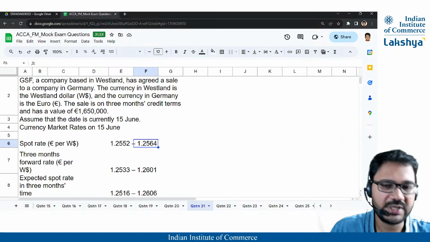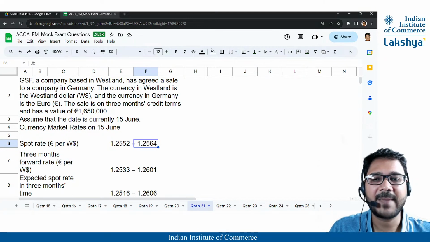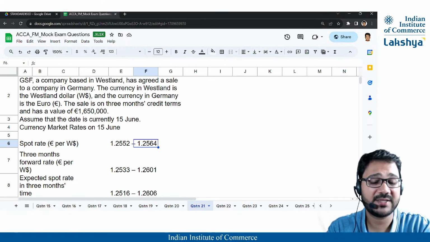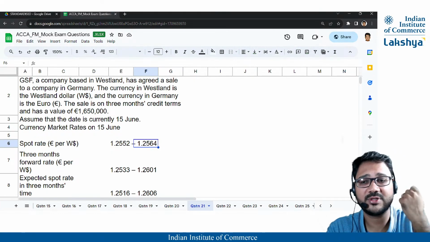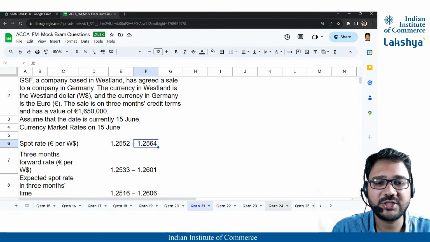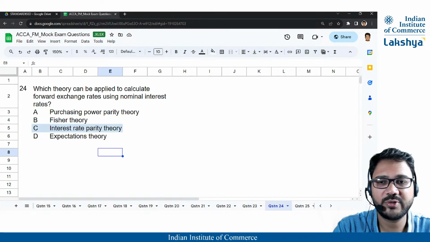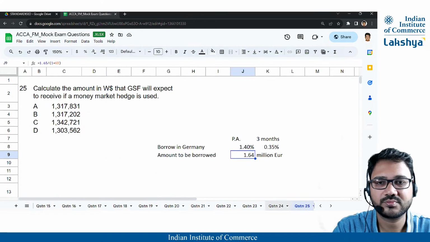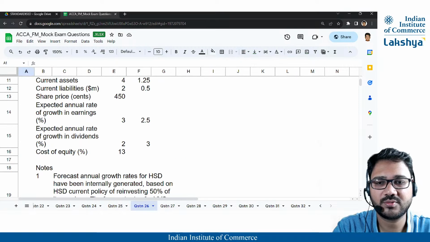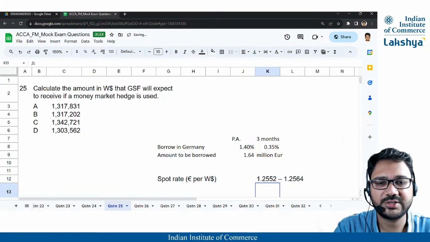So we have euros with us. We'll go to the bank. Now for every W dollar, the bank is going to take more euros from us and going to give less W dollars to us. If you don't get that logic very clearly, you can just do a quick calculation. Spot rates are such.